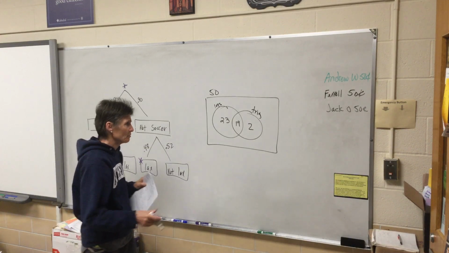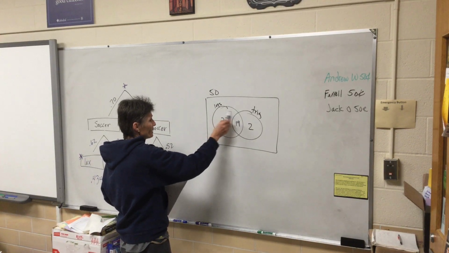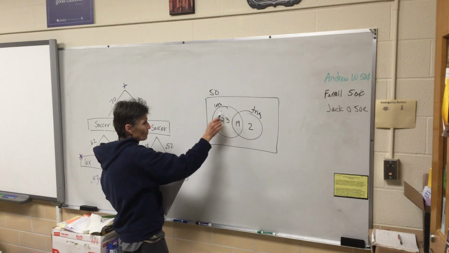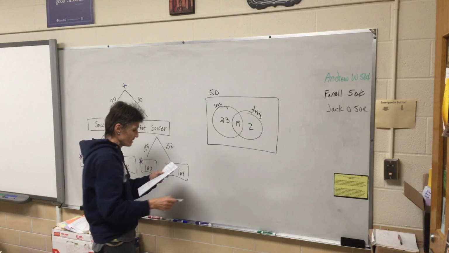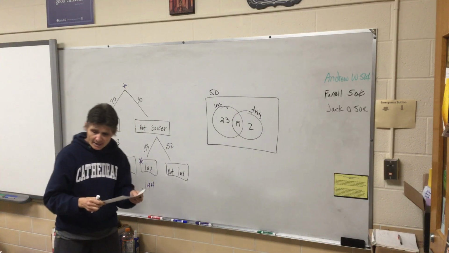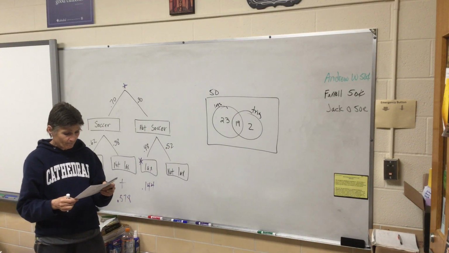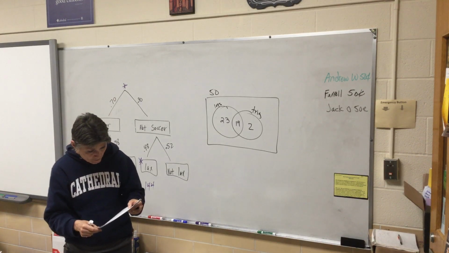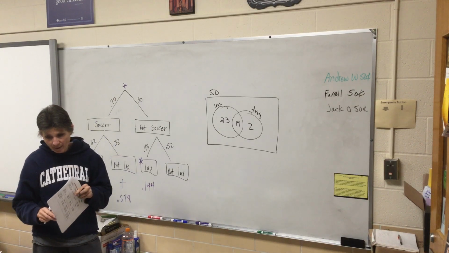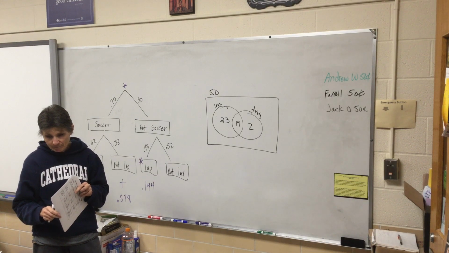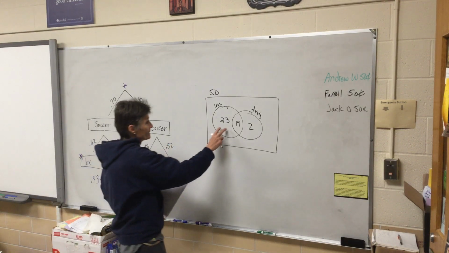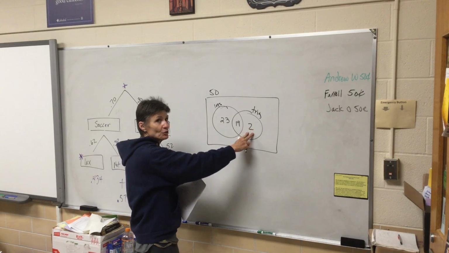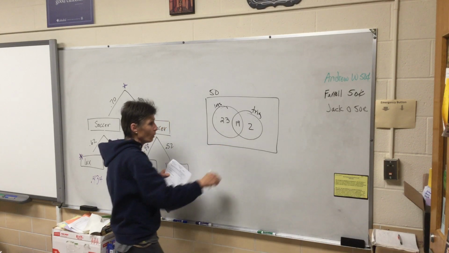23. Yeah, 23. These are the people that like only logarithms right here. They're only logarithms. This 23 right here. So the answer to A is 23. Now, how about only logarithms or only trigonometry? 25. That's 25 because there's 23 here and 2 here. So that would be 25.